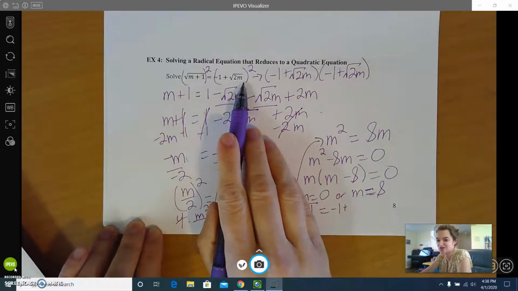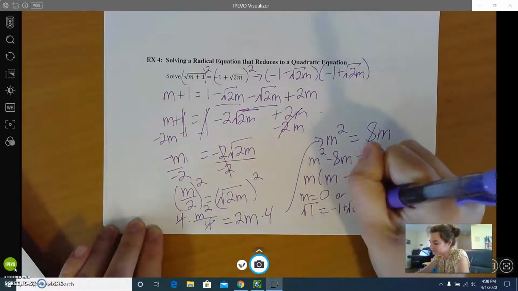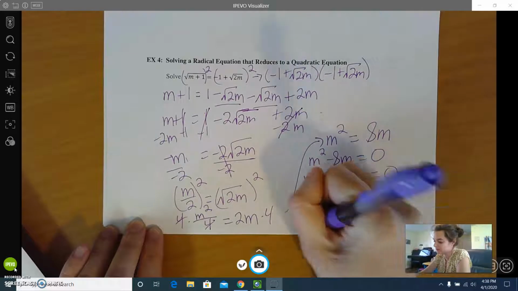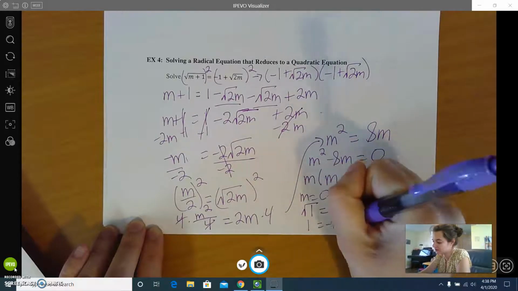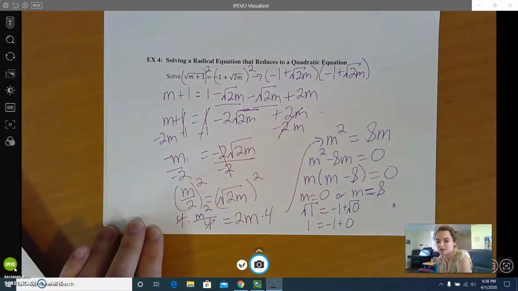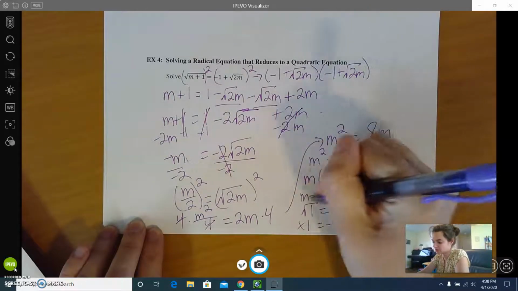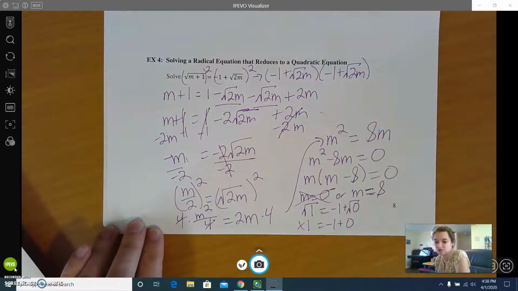So 2 times 0 is 0. The square root of 1 is 1. And the square root of 0 is 0. So I have 1 equals negative 1 plus 0. Does 1 equal negative 1 plus 0? No, it doesn't. 1 does not equal negative 1. So m equals 0 is not an answer for us.